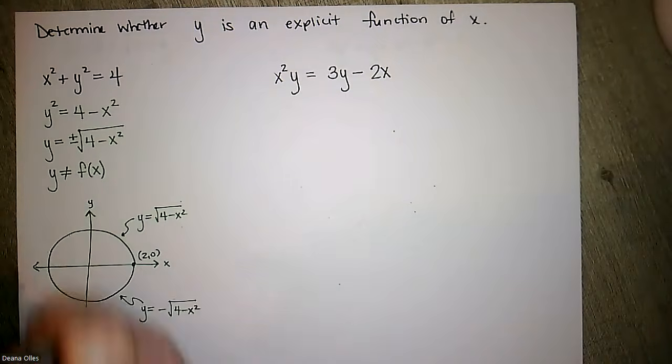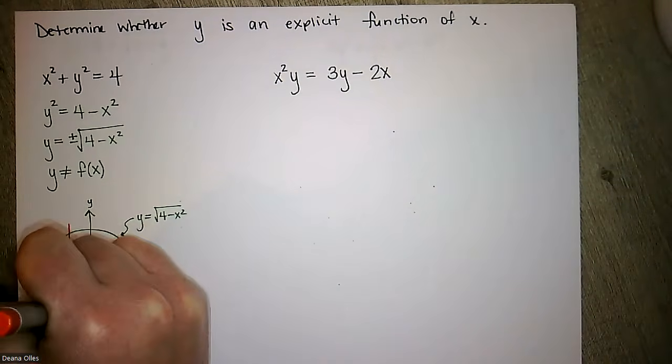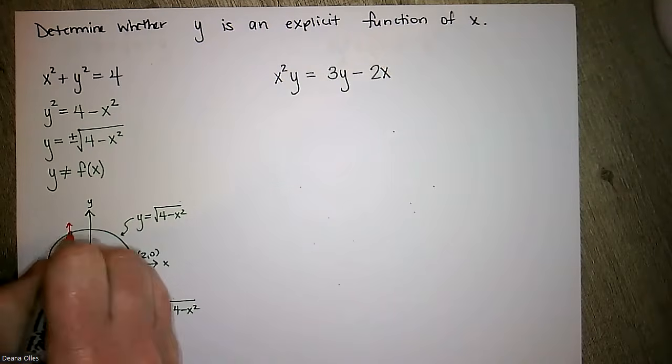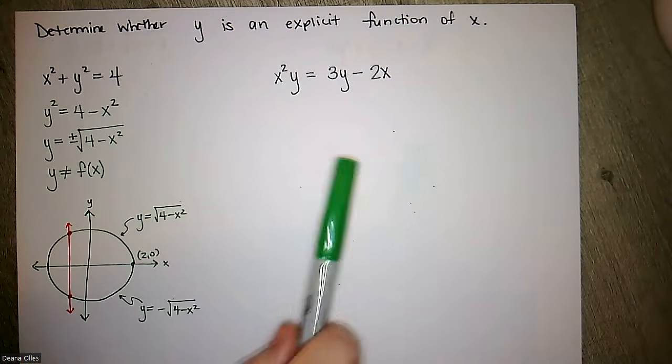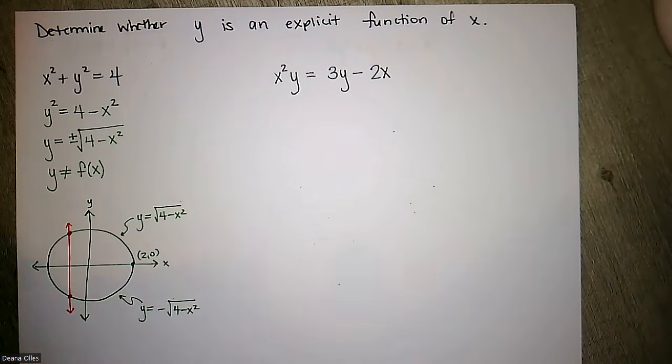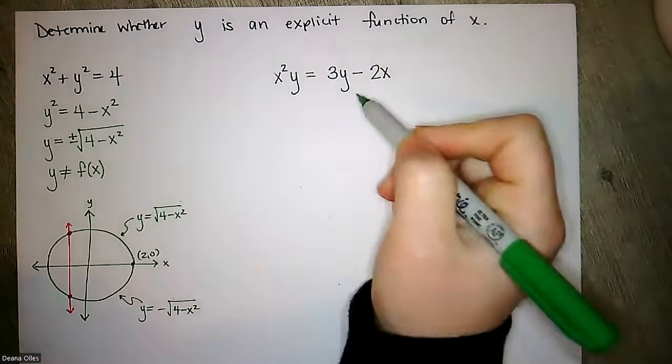Basically, if I were to look at this graphically with the vertical line test, it fails. So this is not a function, not an explicit function, excuse me. All right, so let's go ahead and look at the other example now. So let's go ahead and make a valid attempt at isolating y here.